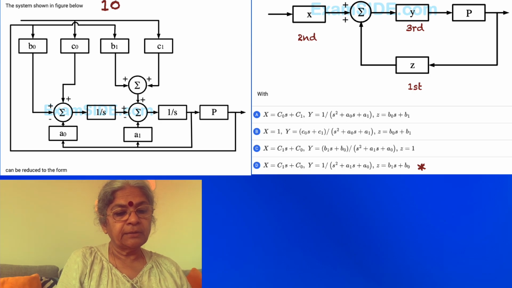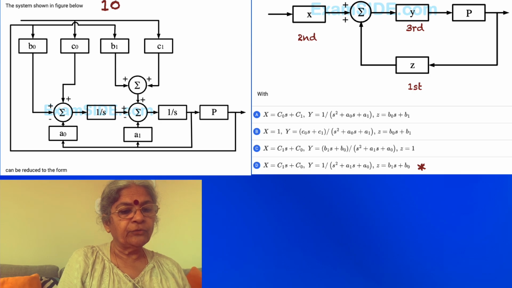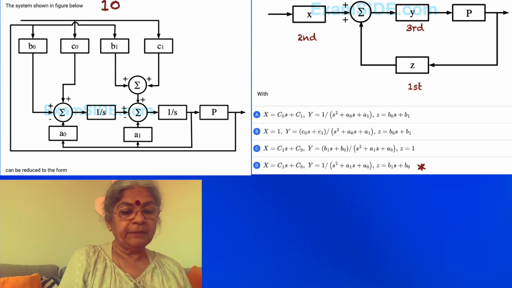Okay, and there are two feedback paths. One is after P, going back to b1 and b0. Whatever goes through b1 obtains only 1 by s, whereas whatever goes through b0 is having both the integrators. And in the feedback loop, before P, we also have A1 and A0.